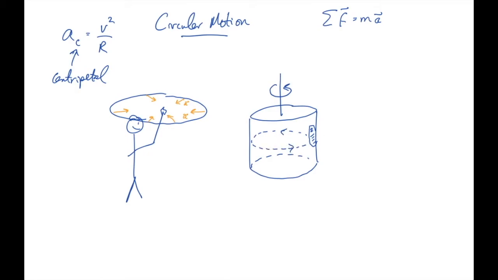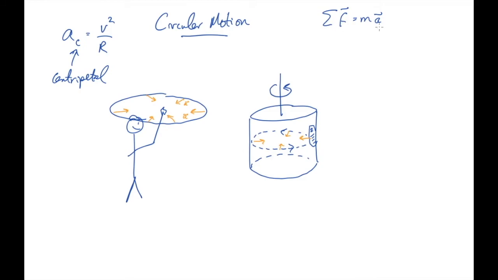Travel around like that. We know the acceleration is going to be directed towards the center. And the question is, what force, or what net force, is pushing the sock toward the center all the time? And the answer in this case is, there's a normal force. The wall of the dryer is pushing on the sock, and it's going to push it straight in.